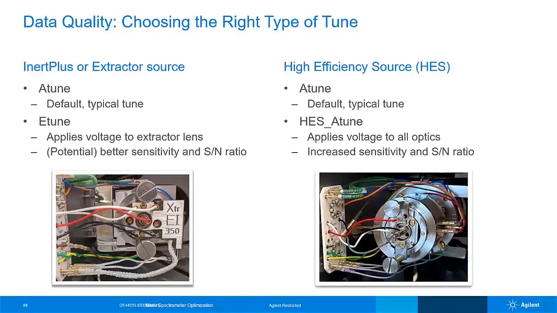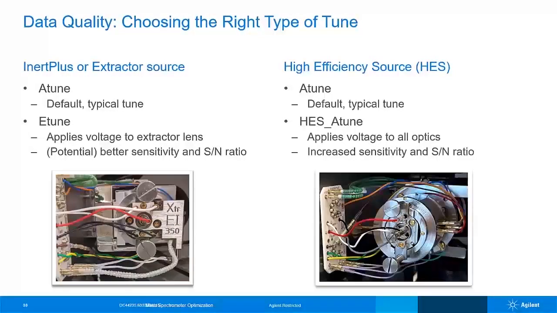And then with a tandem quadrupole system running multiple reaction monitoring, MRM, running E-tune can be a great idea since MRM acquisition can filter out much of the dirty matrix, and you still benefit from the greater potential sensitivity and signal-to-noise ratio of E-tune.